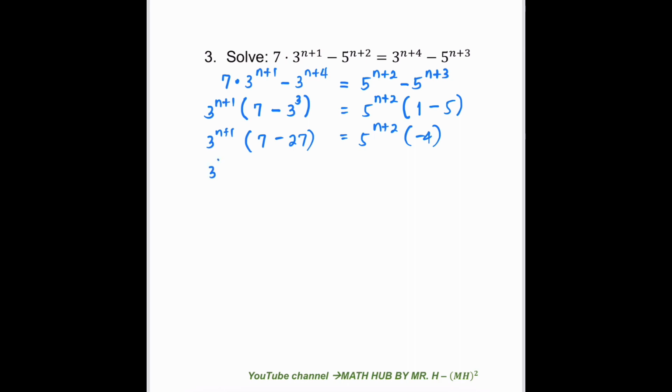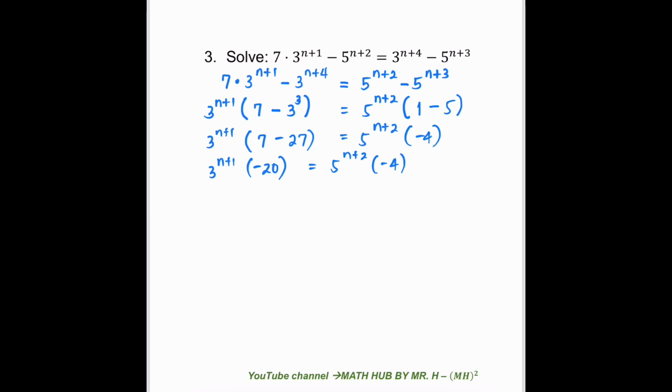So 3 to the power of n plus 1, 7 minus 27 is negative 20. Will be equal to 5 to the power of n plus 2 times negative 4. And then from here, you decide which one you want to manipulate first. Either you manipulate the one on the left or on the right, it doesn't matter because you will be arriving at the same answer at the end if you do the math right.